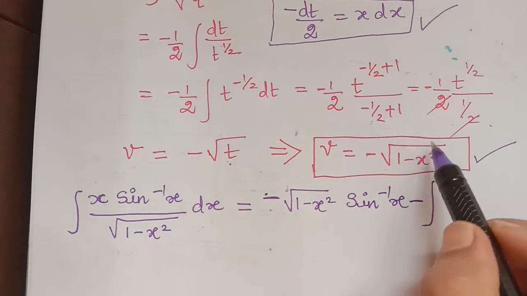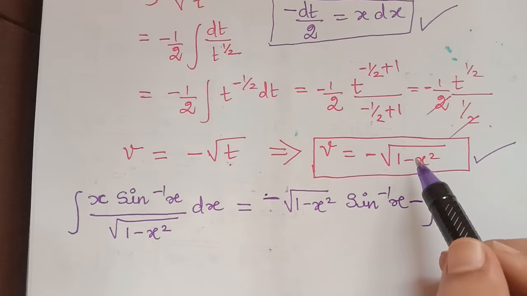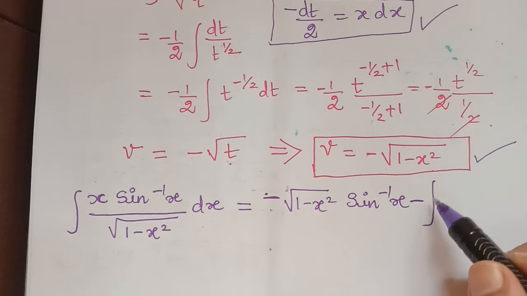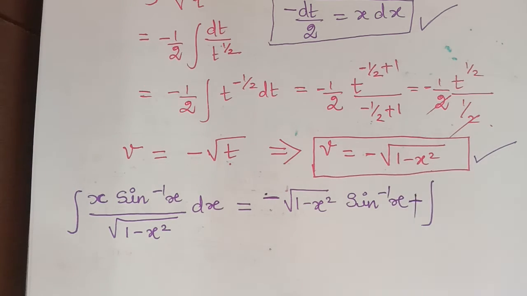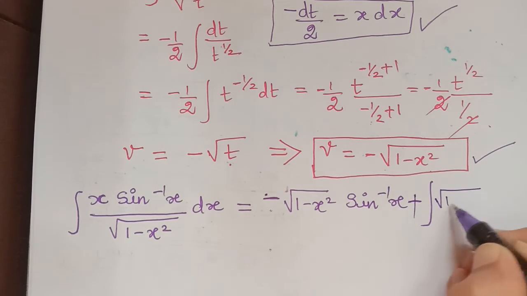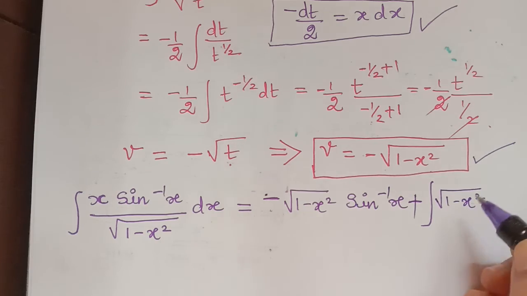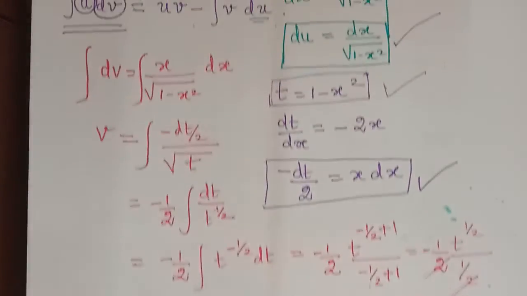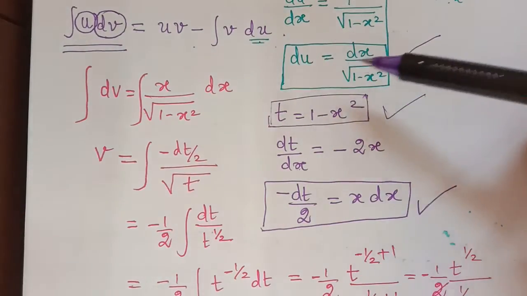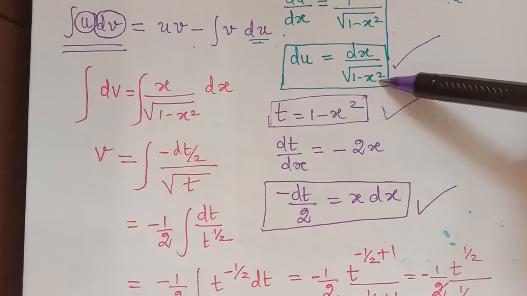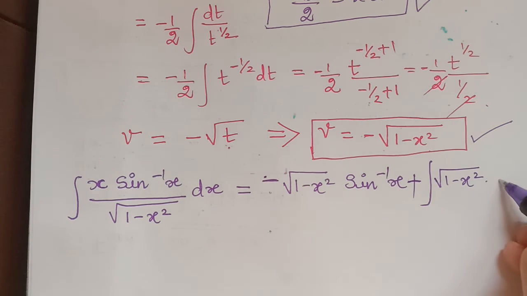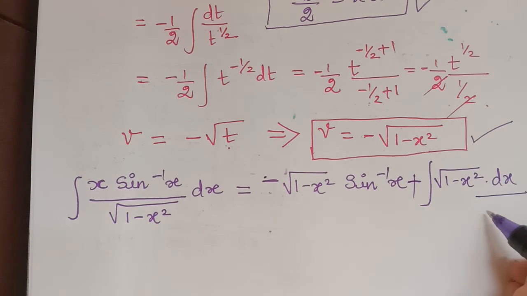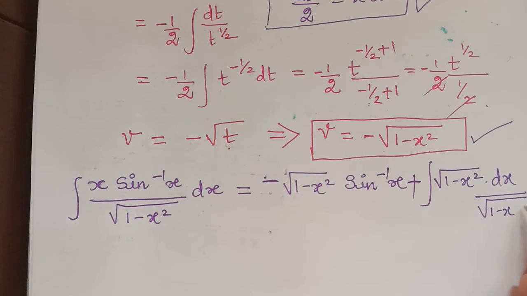Then minus integral v du. So what is v? v is this. So that we will write. When we write that, this minus and this minus get multiplied and this becomes plus square root of 1 minus x squared. In the formula we have v du. What is du? dx by square root of 1 minus x square. So that we will write, multiplied with dx divided by square root of 1 minus x square.